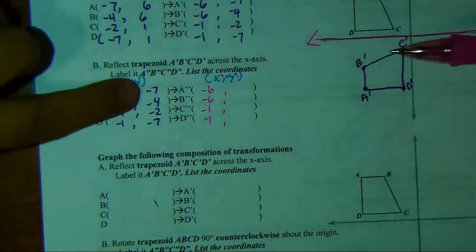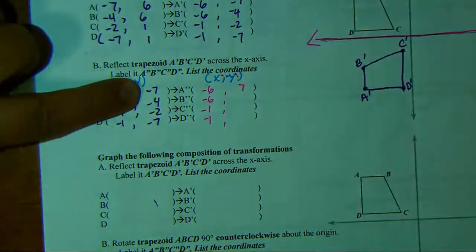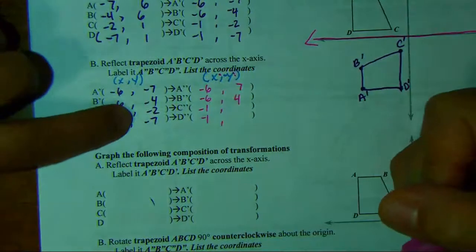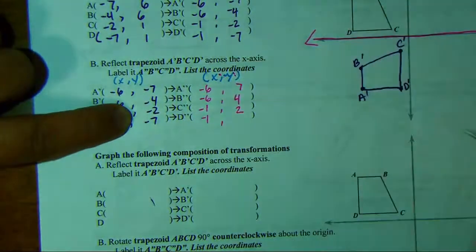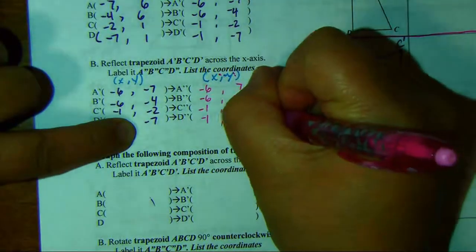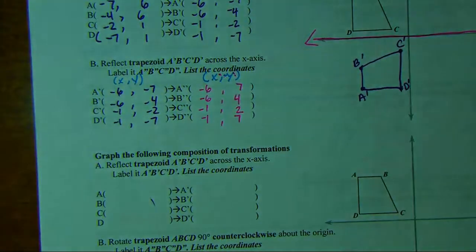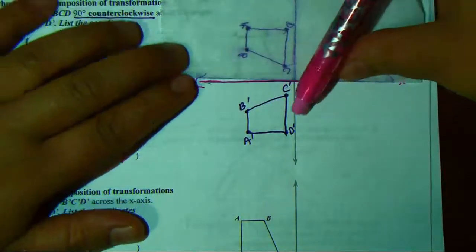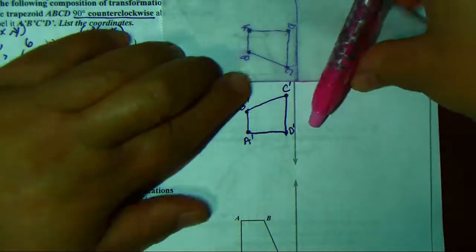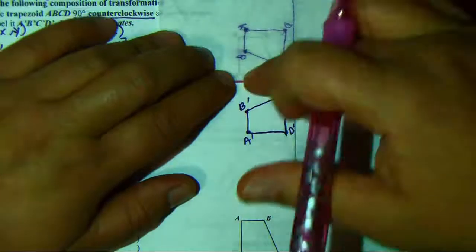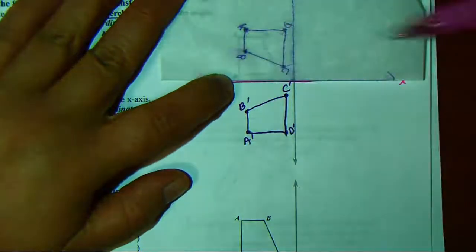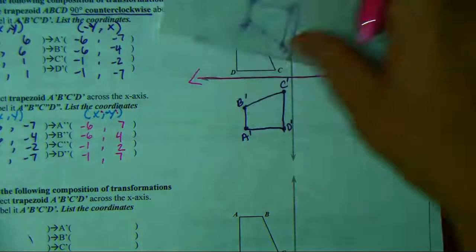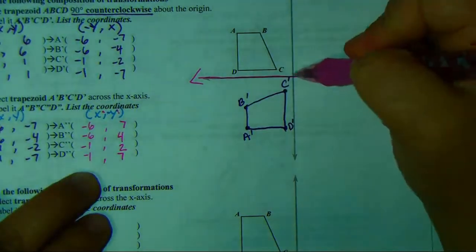If it's a -7, that means it becomes a +7. If it's a -4, it becomes a +4. If it's a -2, it becomes a +2. If it's a -7, it becomes a +7. Okay? And if we really look at where my figure would land if I reflect it across the x-axis, it lands in the positive y's. So it makes sense that my y's would be positive here. So then I can just easily graph these here.